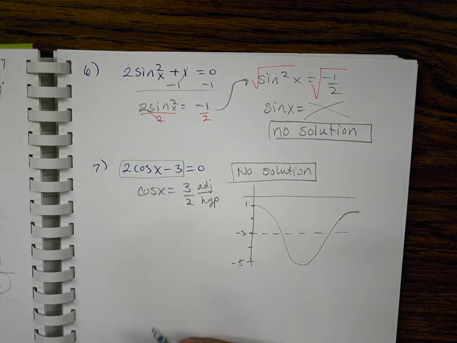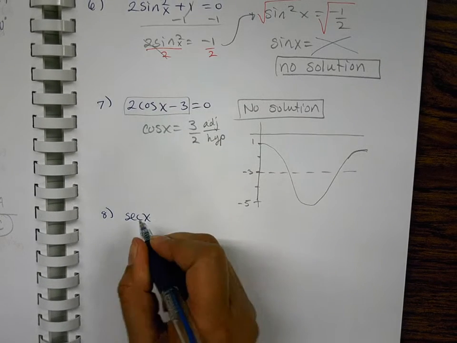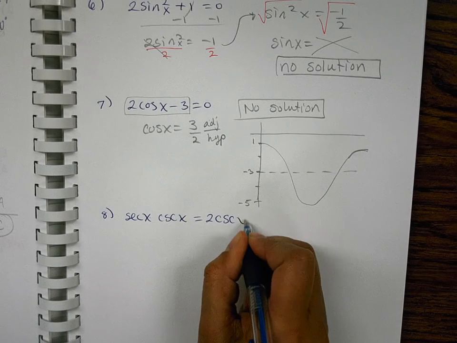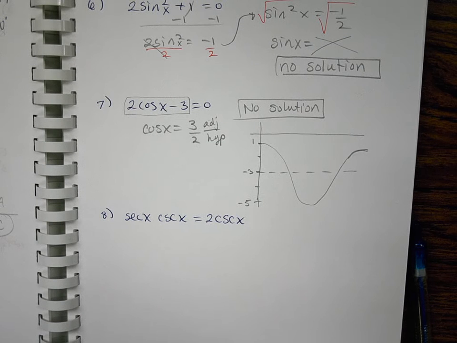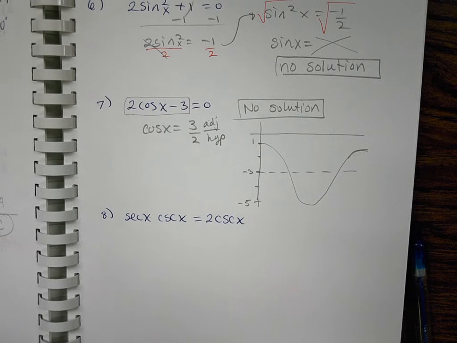Okay, moving along. Number 8, secant x times cosecant x equals 2 cosecant x. So remember, we've talked about before, as tempting as it is to divide and cancel out an x, you never do that because you can end up losing answers. There are times where you can get away with it and dividing doesn't lose an answer, but it's not that case all the time.